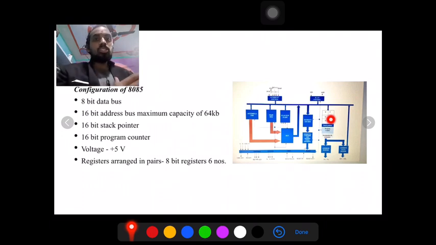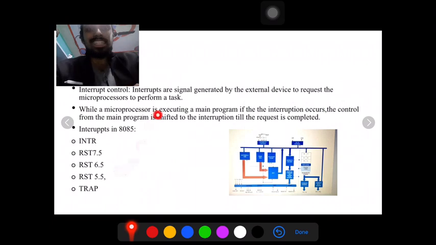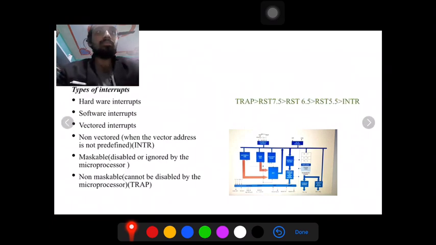Now, the interrupts in your 8085. Basically, your 8085 interrupts are INTR, RST 7.5, RST 6.5, RST 5.5, and TRAP. Okay, good. So I told you about their hardware and software types. We'll talk in detail about the types of interrupts: hardware, software, vectored, non-vectored, maskable, non-maskable.